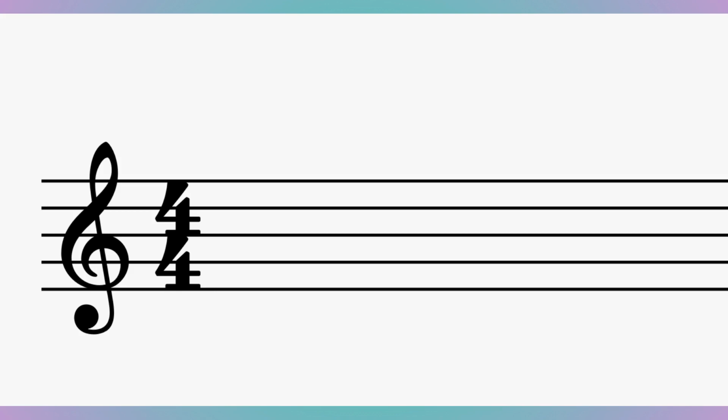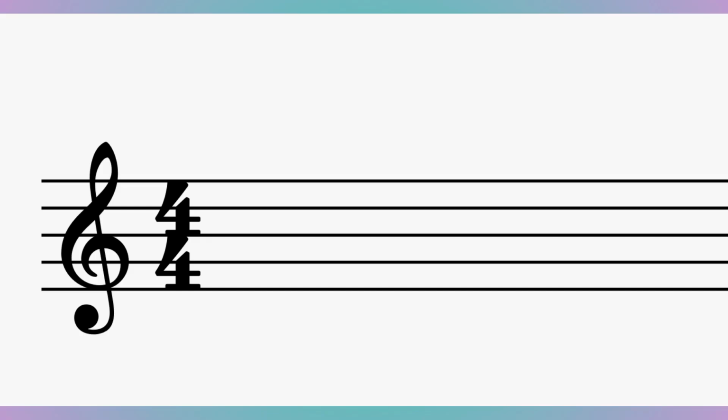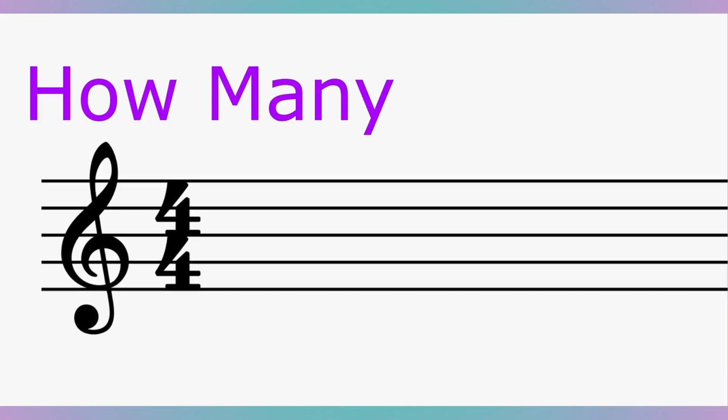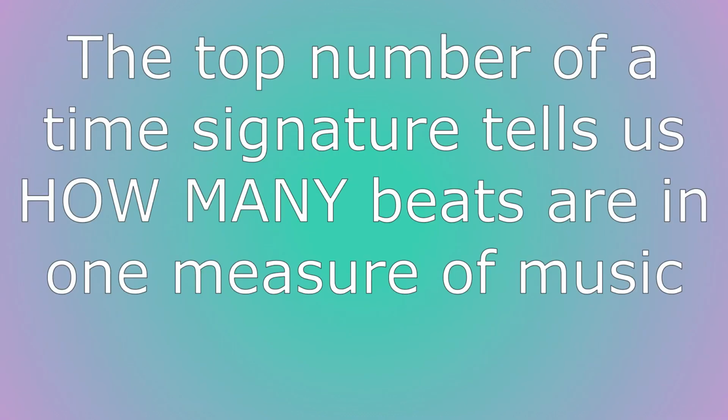Back to time signatures. Every time signature is made up of two numbers, one on top of the other. Every time signature answers the following question: how many of what kind of note makes one full measure of music? In a time signature, the top number tells us how many, and the bottom number tells us what kind. The top number tells us how many beats are in one measure of music.